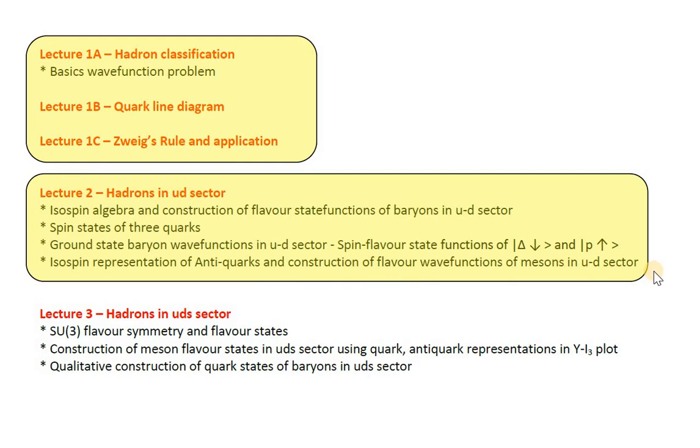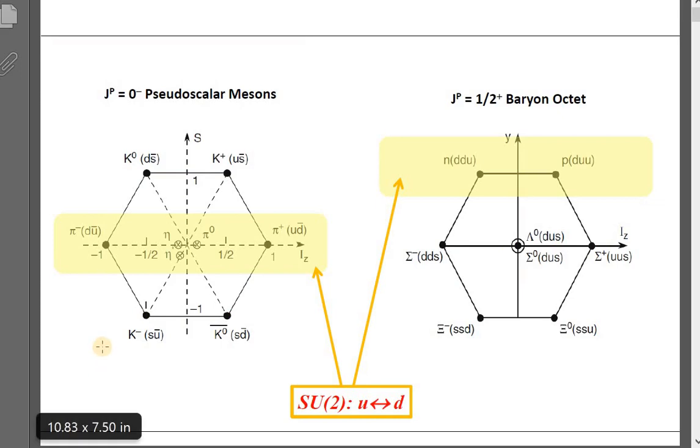So what now? Today, in the third lecture, I am going to expand and talk about the hadrons in the UDS sector. Okay, so let's start with it. What do we see here? Here are the J^P = 0^- pseudoscalar mesons and their quark constituents, and also the J^P = 1/2^+ baryon octet with its various quark constituents.